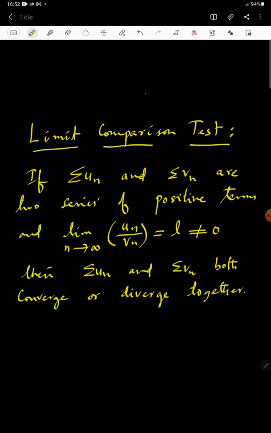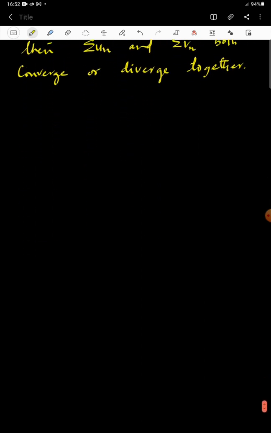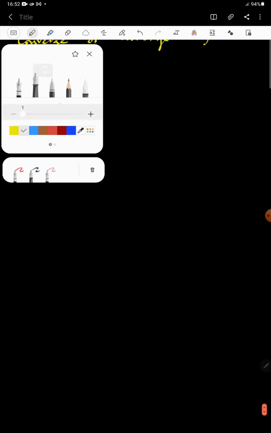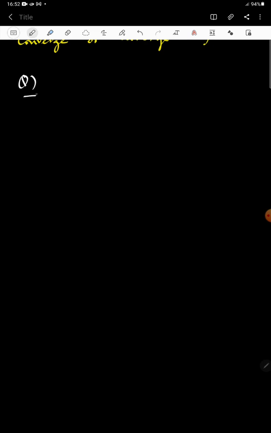If we know about one among them, then we can declare about the other one. The same nature will be there for the other one. Let us quickly solve a problem on this one. It's actually a revision for the limit comparison test. We have already seen it in class.